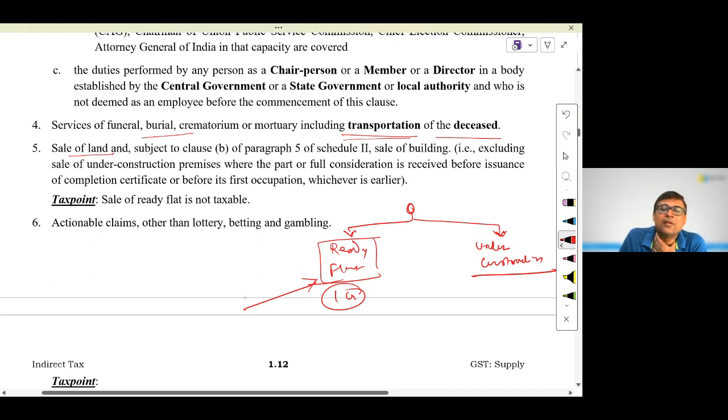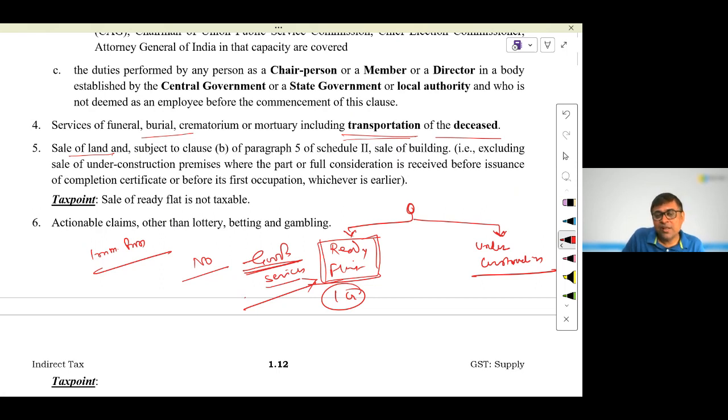Is it supply? Is it supply of goods or services? The answer is no. It is an immovable property, and since it is an immovable property, it should not be considered as goods. So when I buy a ready flat, since it is neither goods nor services, this is a mere purchase of immovable property, and the question of GST does not arise.